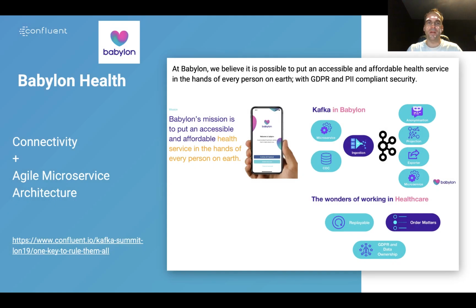The second example is Babylon Health. So they are in the end working to make health services more accessible and affordable for everybody with their mobile app. And for that, they had a lot of issues to solve, like connectivity to many different technologies, both on the consumer side, but also in the back end. And they also have to be GDPR and PII compliant, of course, like many customers in the healthcare business and life sciences. And therefore they have built an agile microservice architecture to integrate with many different data sources and things and process data at scale.